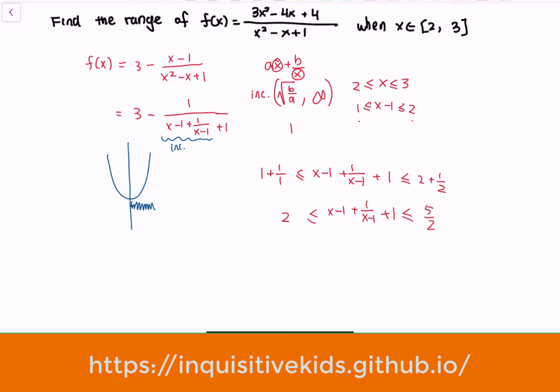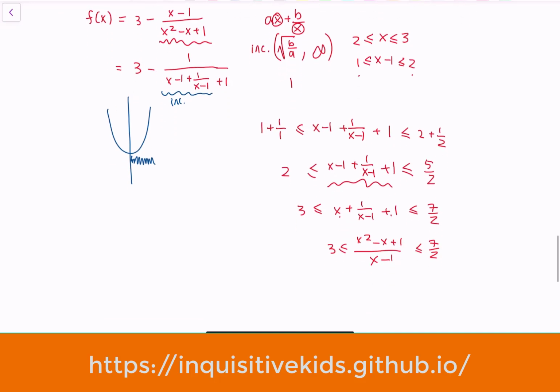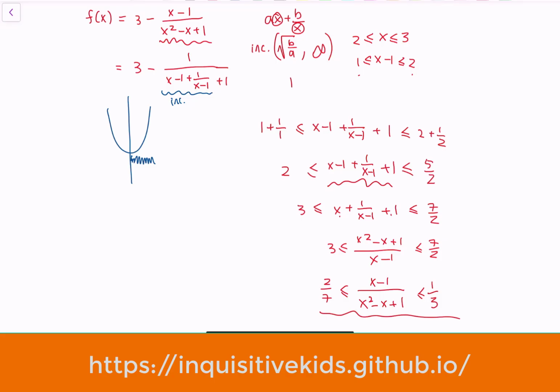Now we can go ahead and try to turn this back into this. This is what we had earlier for f of x. So we can add 1 on both sides, and we can combine all these three terms into one single fraction. And now we can take the reciprocal. The reciprocal value would be between 2/7 and 1/3. And this is very close to what f of x actually is. We just have to subtract this from f of x.